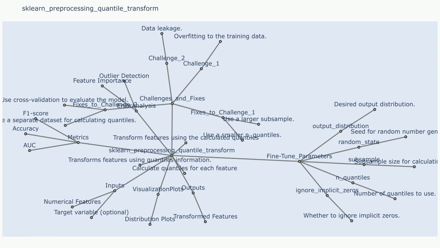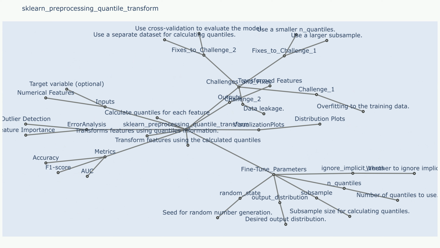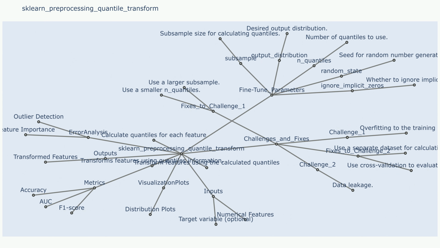Visualization plots. Histograms: histograms of the original features and the transformed features can be plotted to visualize the distribution changes. Box plots can be used to show the central tendency and spread of data before and after the transformation. Fine-tune parameters. N quantiles: this parameter determines the number of quantiles used for ranking and transformation. A higher value can result in a more accurate representation of the original distribution, but it can also be computationally more expensive.